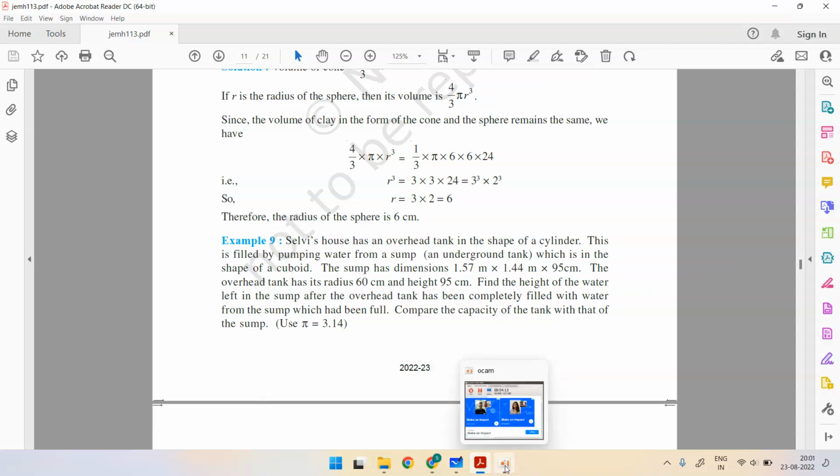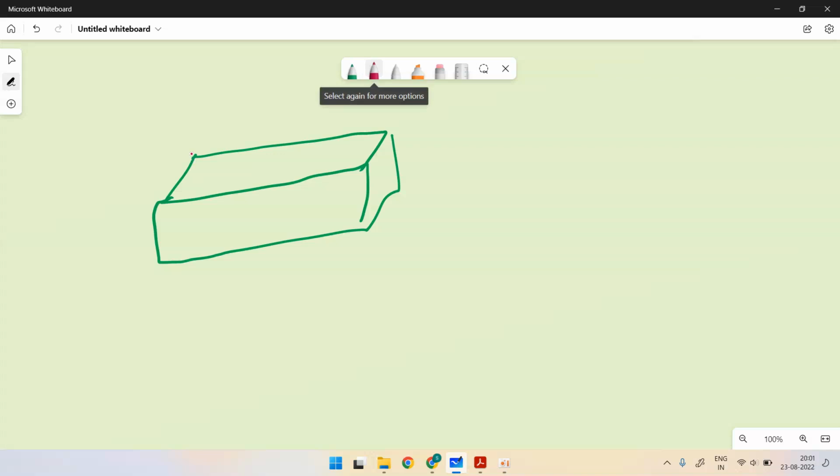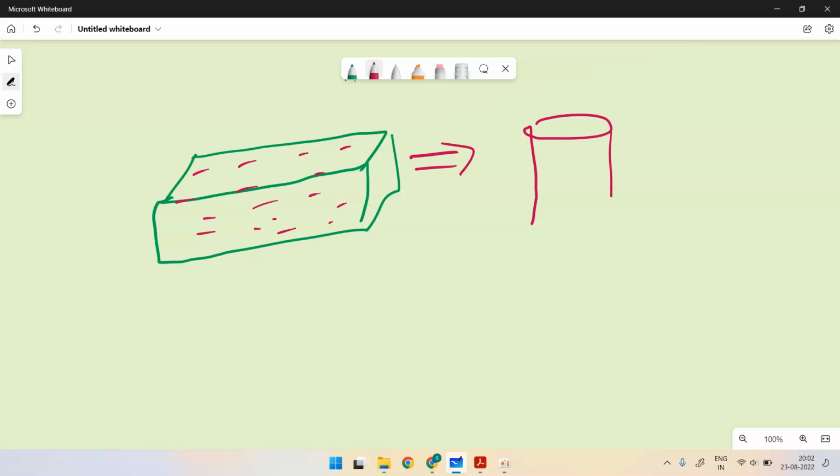It is assumed that this is length, breadth, and this is height. Always LBH. See, there is a sump tank, completely filled with water, and this is used to fill a tank. You must have seen something like that at your home also.